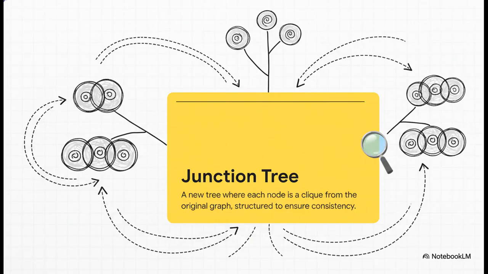Now that we have these little evidence clusters, what do we do with them? Well, we build something totally new, called a junction tree. And the core idea here is that each node in our new diagram isn't a single clue anymore. Instead, each node is one of those entire clusters, one of our cliques. We're building a tree made out of clusters, and that's how we get rid of those messy loops.